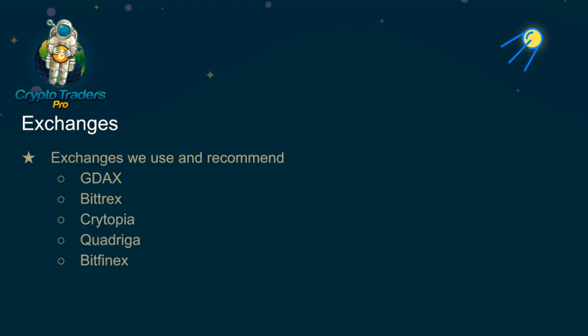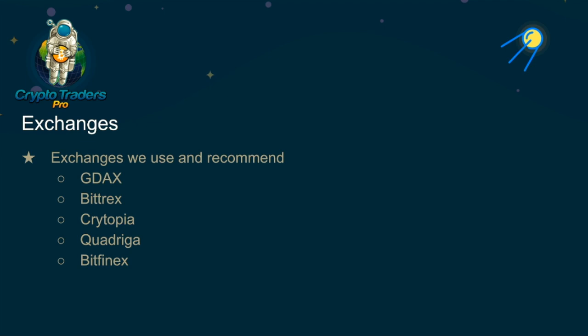Bitfinex is another great exchange that we use here at Crypto Traders Pro. There's a lot of coins on Bitfinex that you're able to trade against Bitcoin, trade against Ethereum, and even trade against USDT. USDT is pretty much like the US dollar. It's a cryptocurrency, or it's a coin, and it stays one for one with the US dollar.